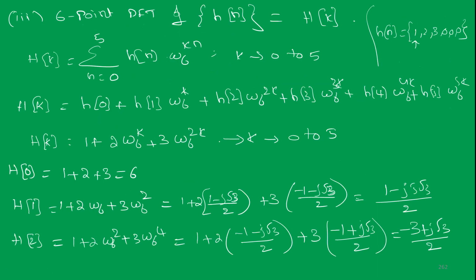So, now what is the next step here? Step 4. Step 4 is multiplication. That means achieve Y of k based on this multiplication between X of k and H of k. So, here take X of k and H of k, then you can get the, what is that? Y of k value.